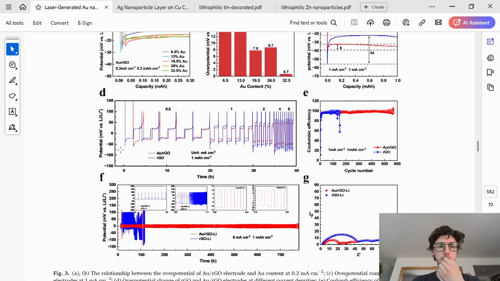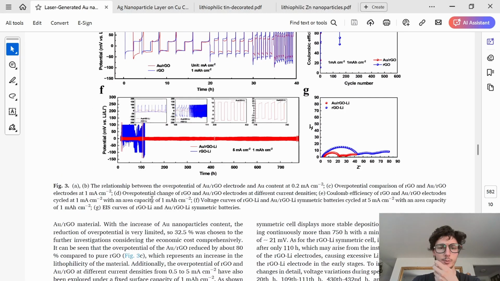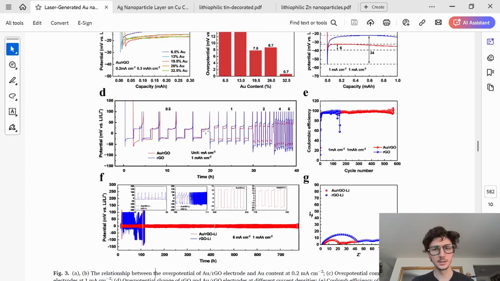Overpotential change. This is D. Let's actually take a look at D. Overpotential change of reduced graphene oxide and gold reduced graphene oxide electrodes at different current densities. Let's take a look at this. So we got potential here in millivolts as a function of time. The red function is the gold with the reduced graphene oxide. The blue function is just the reduced graphene oxide. And over here, I guess they have different current densities.